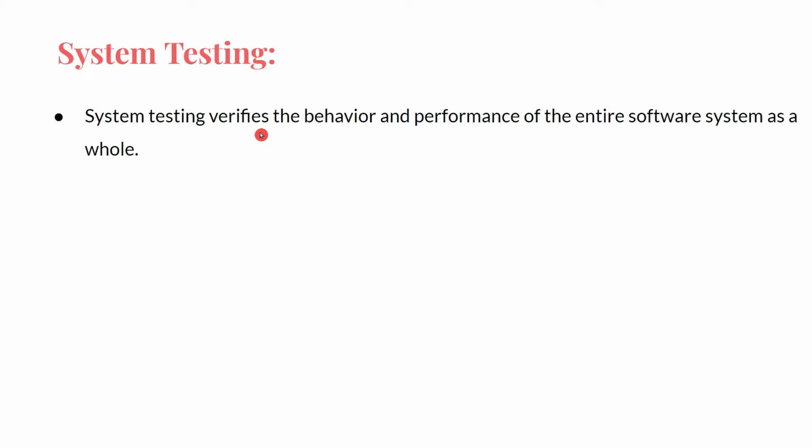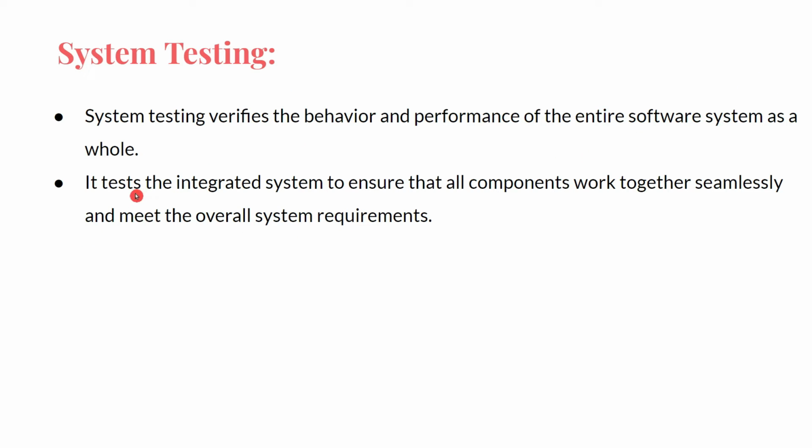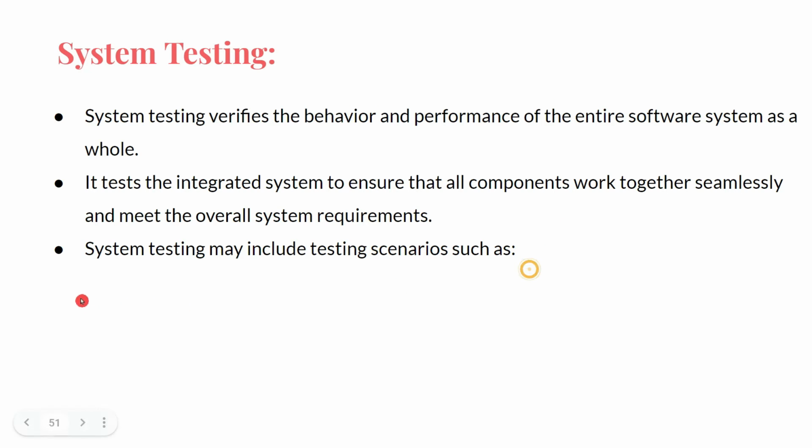System testing verifies the behavior and performance of the entire software system as a whole. Now it is very clear. System means everything comes under it. You don't skip any part, everything as a whole, everything you consider. This is called system testing. It tests the integrated systems to ensure that all components work together seamlessly and meet the overall system requirements. So this is the largest test. You do everything, right? Entire testing you do.